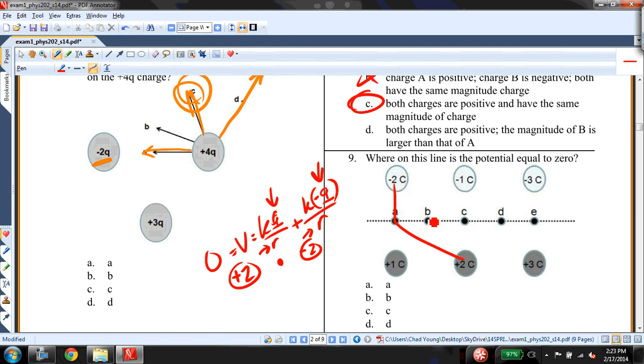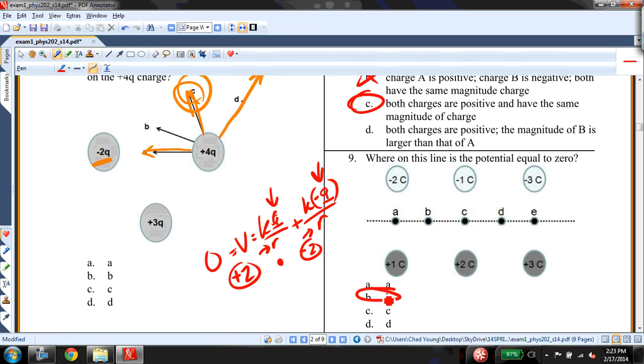Point B, let's see, I'm that distance from there to there. Those potentials cancel out. There to there, those potentials cancel out. And there and there, those potentials do cancel out. Now let's just look at the others. So that was B. So B is the right answer.